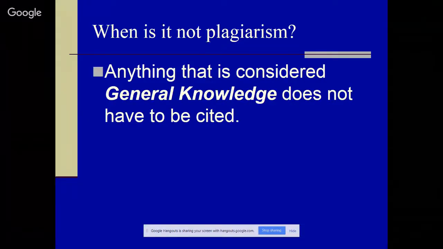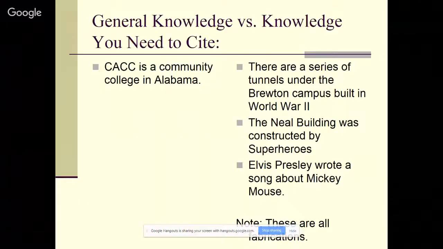Now, before anybody freaks out about failing or getting kicked out of school or anything, do understand that something that's considered general knowledge for your audience does not have to be cited. Now, general knowledge is audience dependent. For most papers in my classes, I consider the audience to be your classmates, so 18 to whatever year old college students. So general knowledge for that audience is going to differ from, say, a trade publication. You can use a lot of technical language and jargon in a trade publication because your audience is going to know that stuff already.